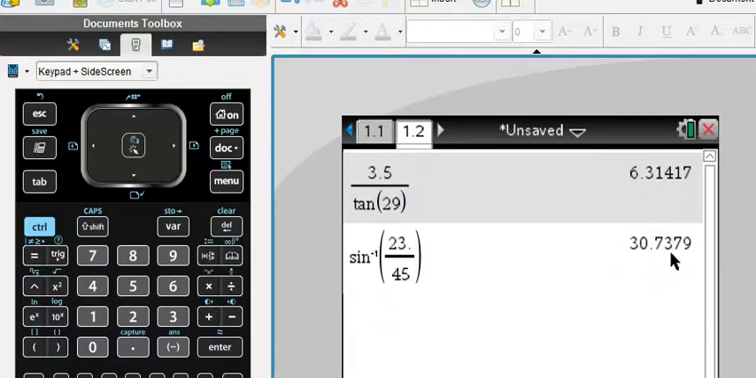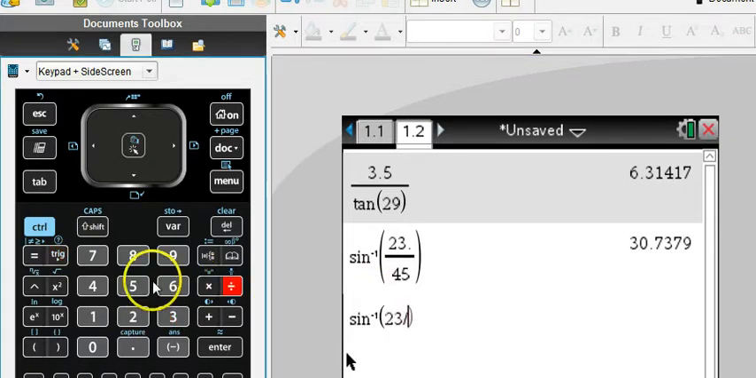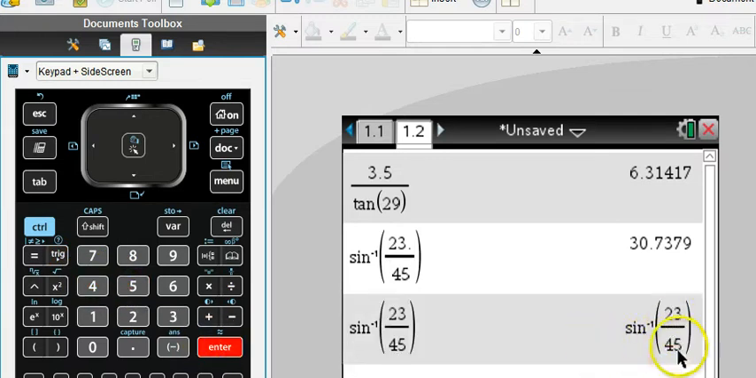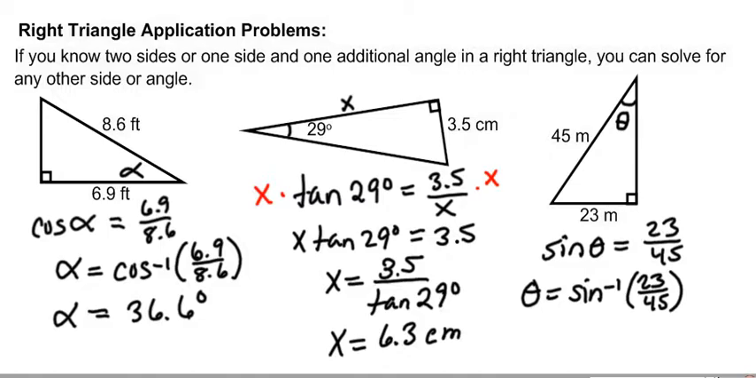I want to show you a nifty little trick. If I do inverse sine of 23 divided by 45 and push enter, it gives me inverse sine of 23 over 45. But if I add a decimal point, see the little decimal point? If you put a decimal point in there, it will give you 30.7 without having to do control enter. Just a little tip. So the answer here is 30.7 degrees.